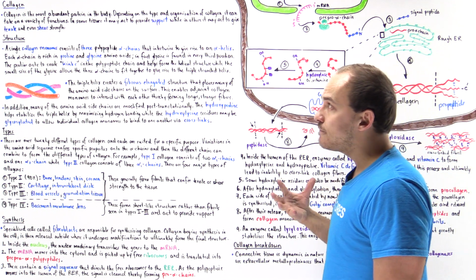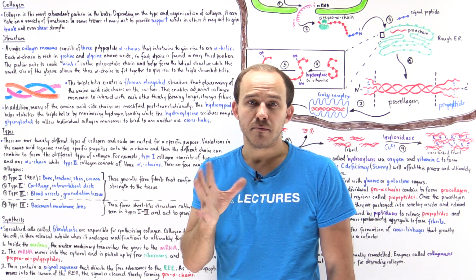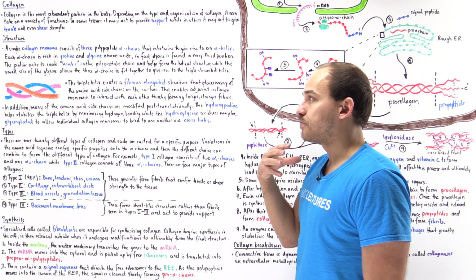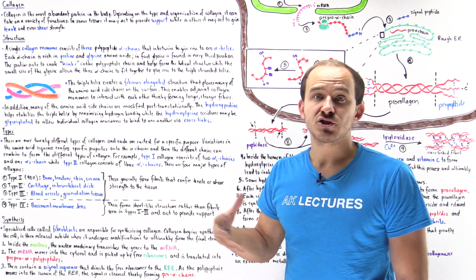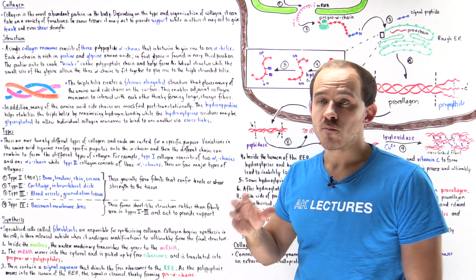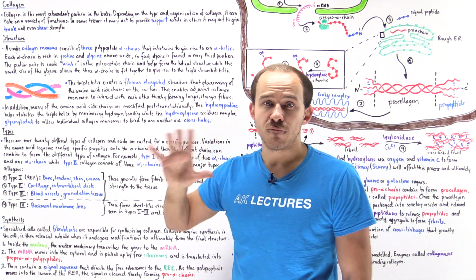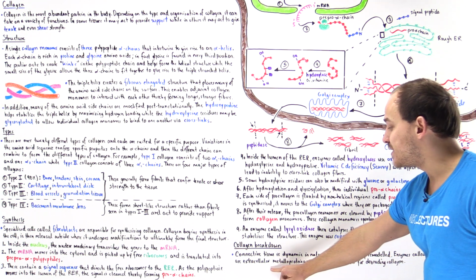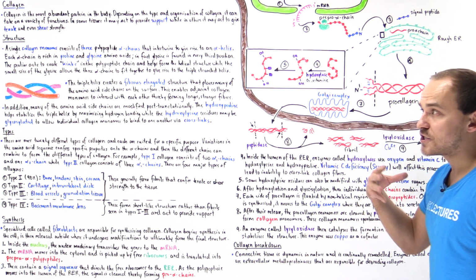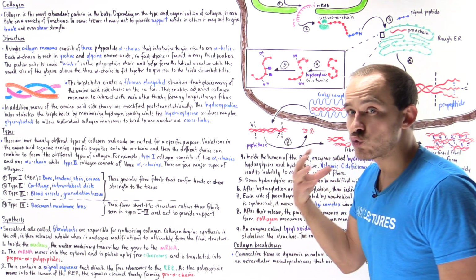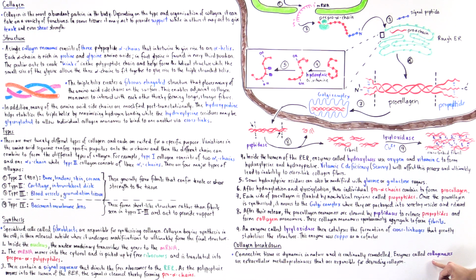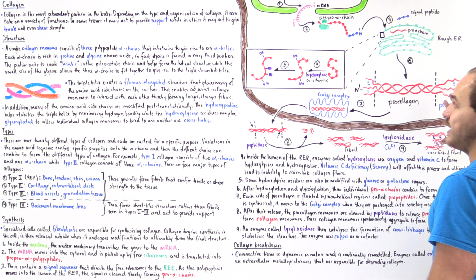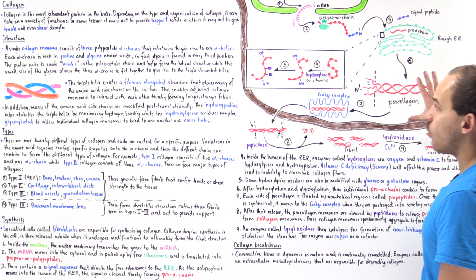Now, the half-life of collagen is several months. And actually, collagen metabolism is actually a very dynamic process. So we're always breaking down and forming new collagen. And so the set of enzymes known as metalloproteases that are responsible for breaking down and degrading collagen are known as collagenases.